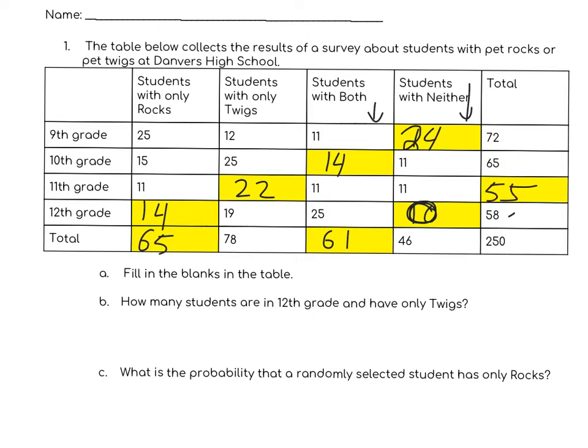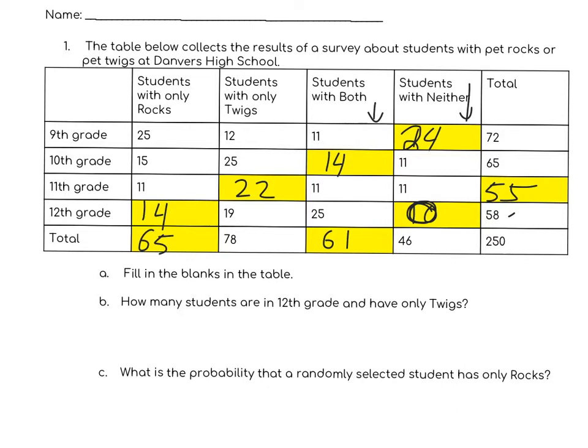And just to make sure things add up okay, we've got 65 plus 78 plus 61 plus 46, which gets me to 250. Now going down the total column, 72 plus 65 plus 55 plus 58 gives me 250 both ways. All right, next up we got to use the table.